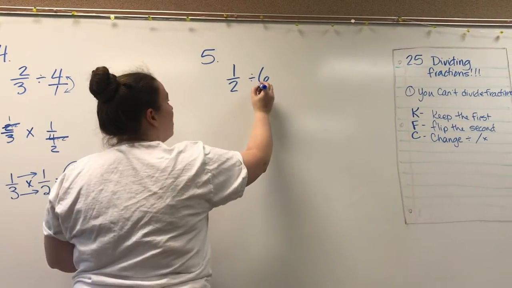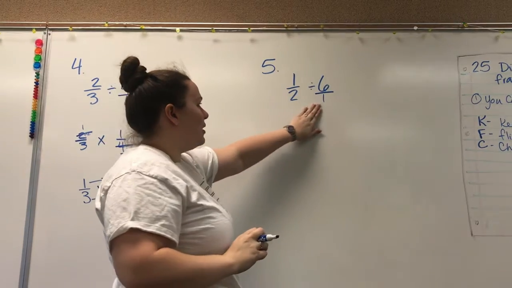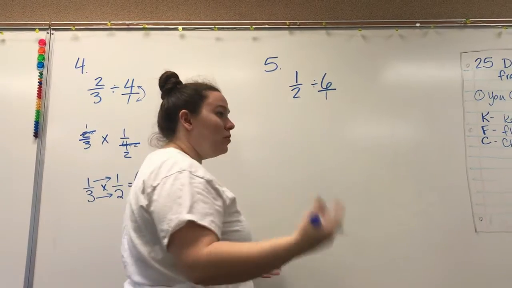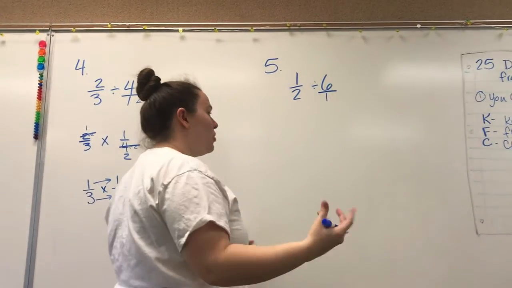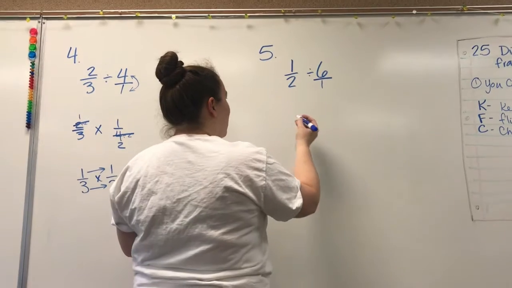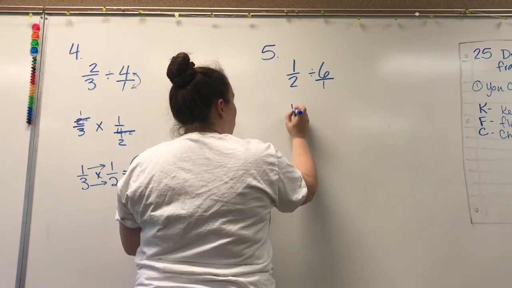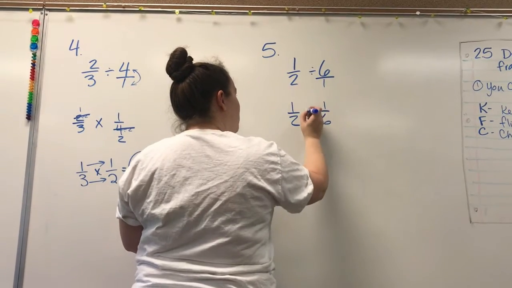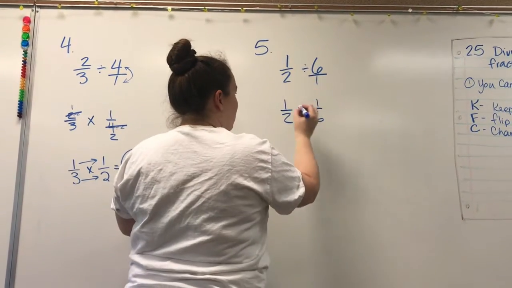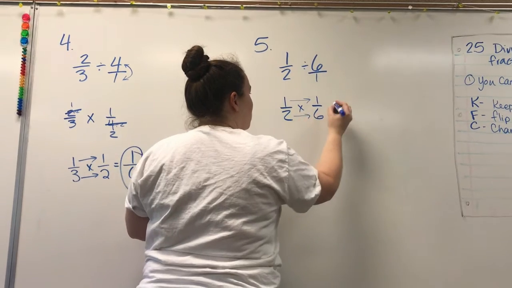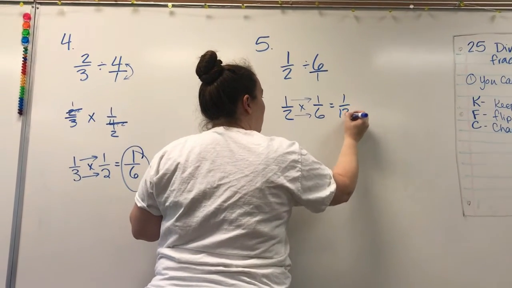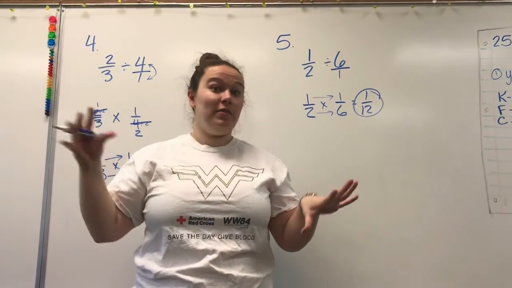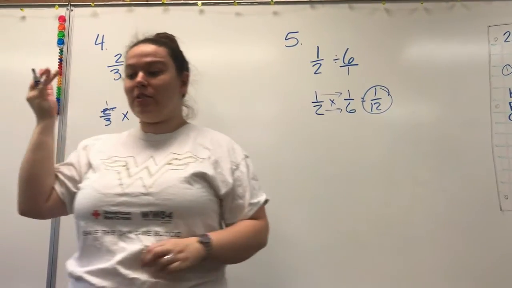Number 5. I see that there was a whole number. I put a 1 at the bottom of it because that's the rule. Whole number, turn it into a fraction, just put a 1 at the bottom. Following my KFC rules, keep the first fraction. Flip the second. Change the division sign. I can't crisscross and reduce, so I'm just going to multiply straight across. And I get 1/12. Super fast lesson. I love this lesson. It's fun just to like flip things around.